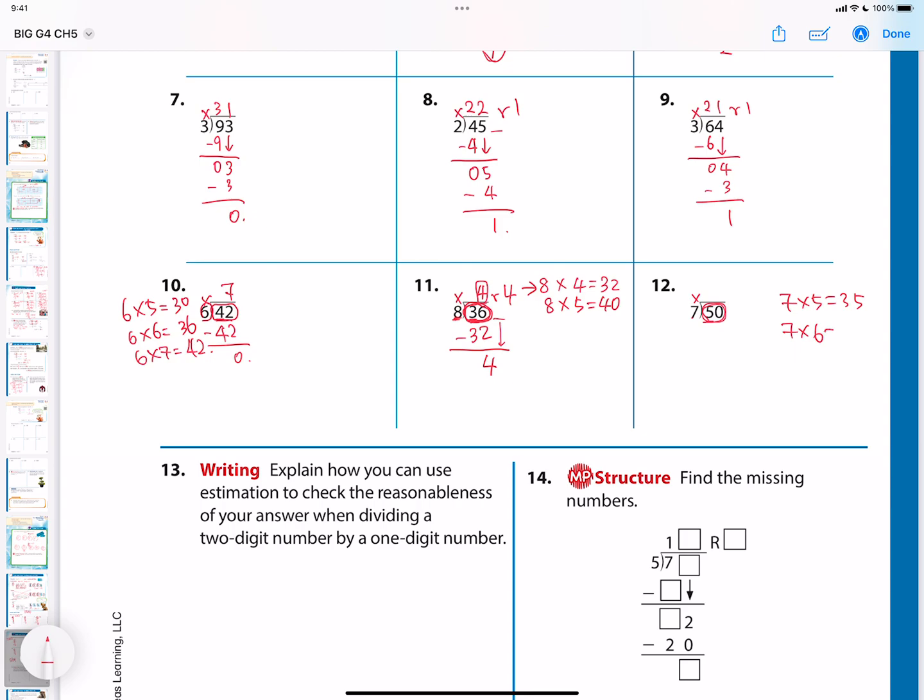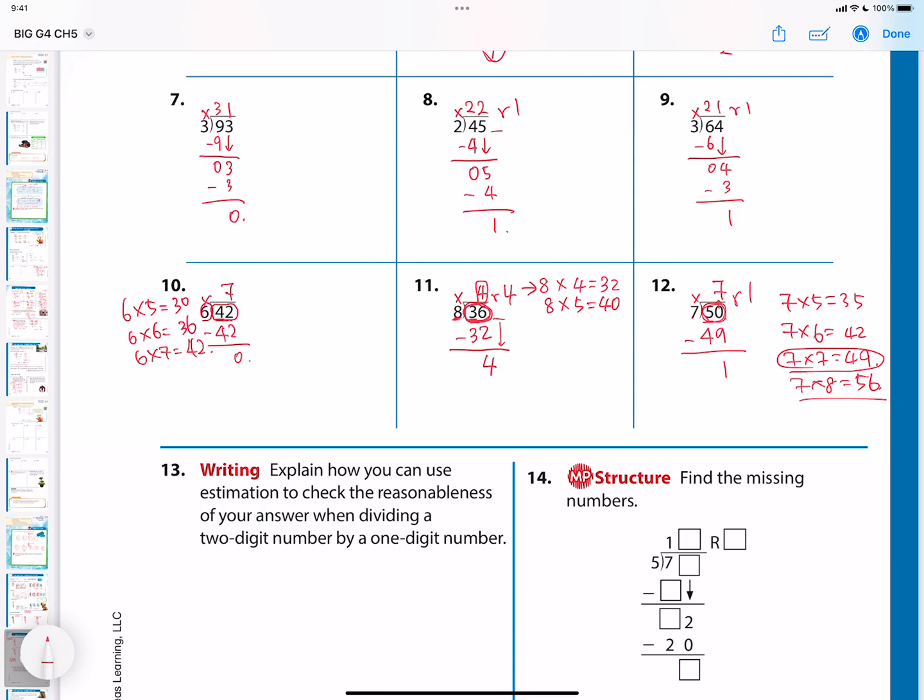7 times 6 is 42. 7 times 7 is 49. And 7 times 8 is 56. Oh, hold on. Whoa, this is too much. Now we need to go for 7 times 7 instead of 7 times 8, because we have only 50, not 56. So 7 times 7, I put this on top of the ones place, guys, remember? 7 times 7 is 49. Now subtract, which is 1. There's nothing to bring down, so this 1 is our remainder, okay? All right.